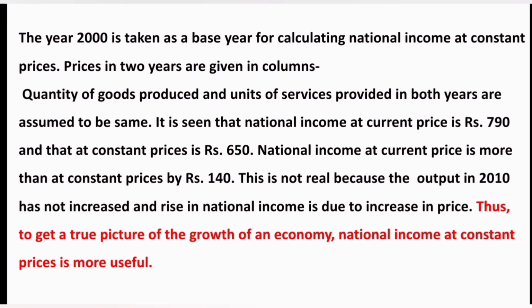And this national income of 790 shows a difference of 140 rupees. That is, national income at current price is more than at constant price by 140 rupees. This is not real because the output in 2010 has not increased and the rise in national income is due to increase in price. Thus, to get a true picture of the growth of an economy, national income at constant prices is more useful.